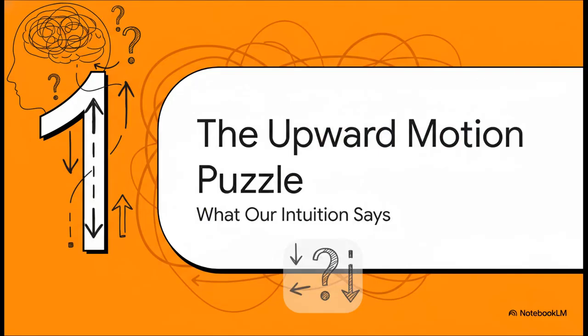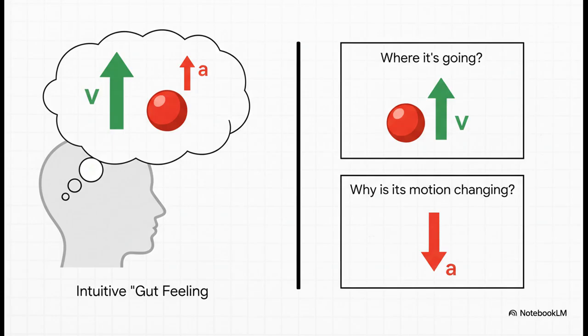All right, first up, let's talk about that puzzle. Why does our intuition kind of lead us astray here? And let's be super clear, this is a totally normal way to think about it. It just feels right that if something's going up, there has to be an upward force or acceleration pushing it the whole time. But here's the key in physics. We have to draw a line between where an object is going and what is actually changing its motion.